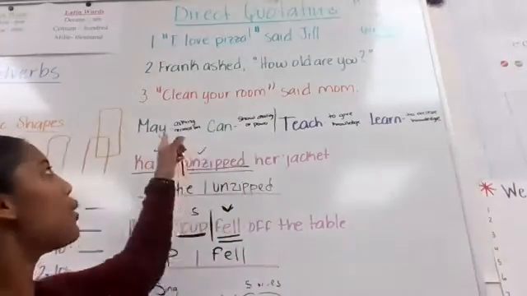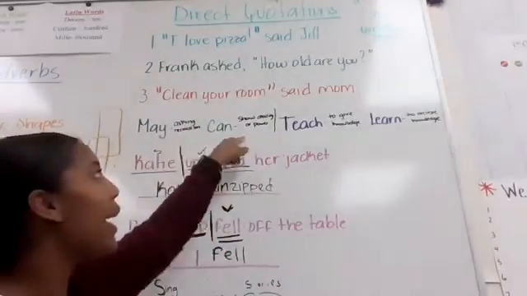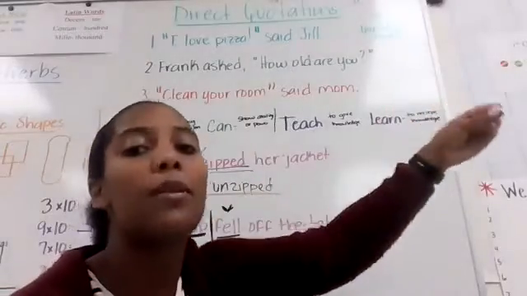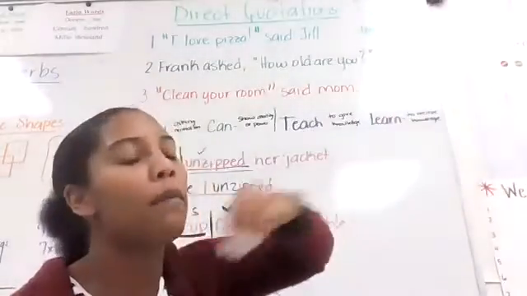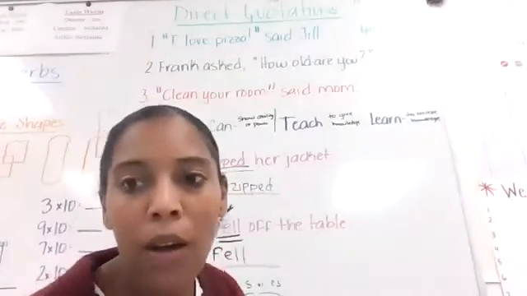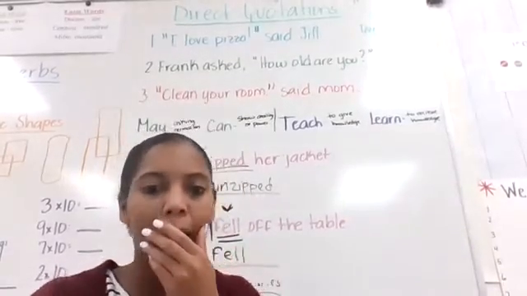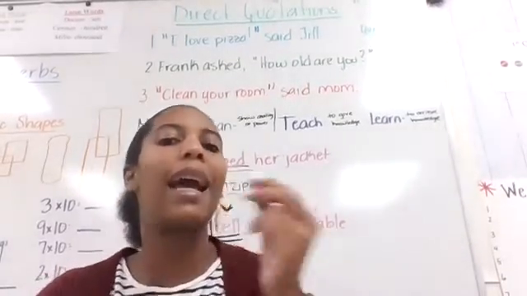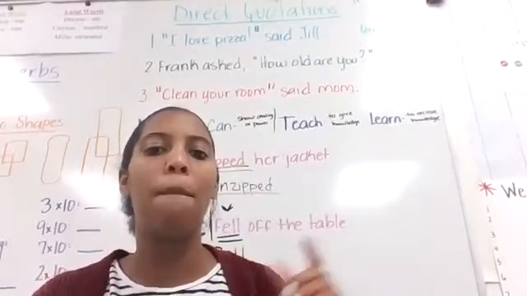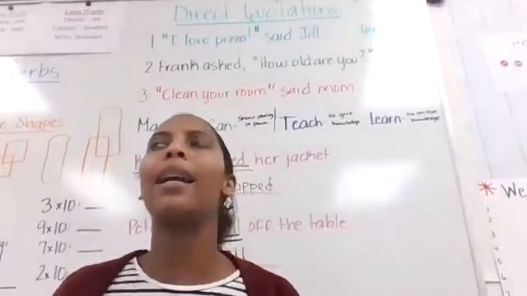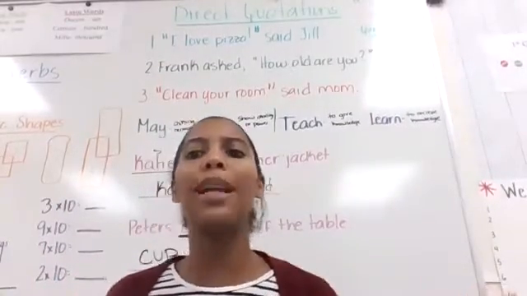So may is used to ask permission. Can is used to show that you can do something, that you have an ability. You have the power to do something. So if I would say, may or can I go to the park? Which one would I use? May I go to the park or can I go to the park? Which one would I use?